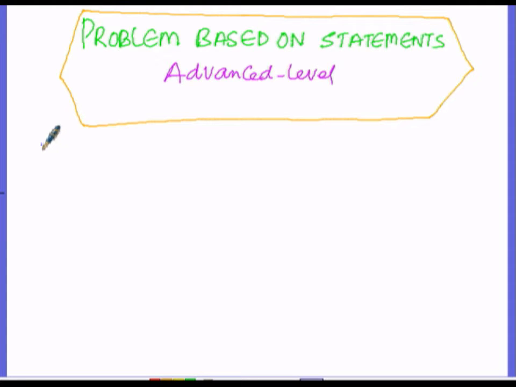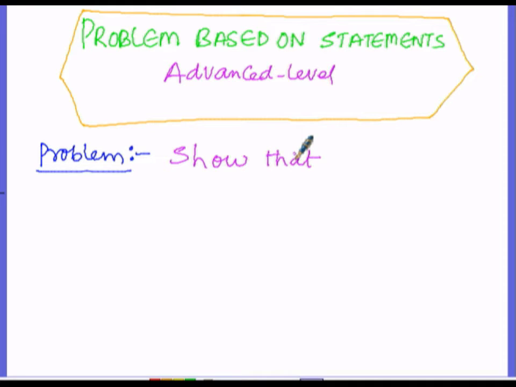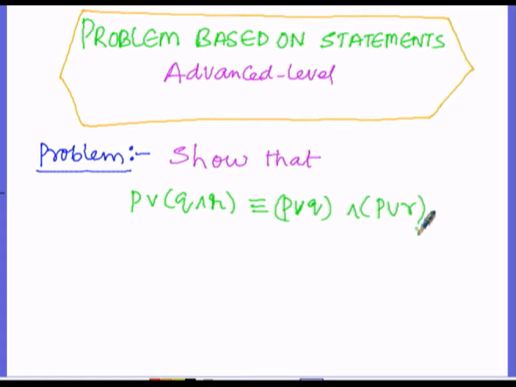So here let us solve a problem under this. Show that P or (Q and R) is identically equal to (P or Q) and (P or R). In order to prove this condition, we have to assume three statements, one as P, the second one as Q, and the third one as R. So we have to show that P or (Q and R) is identically equal to (P or Q) and (P or R).